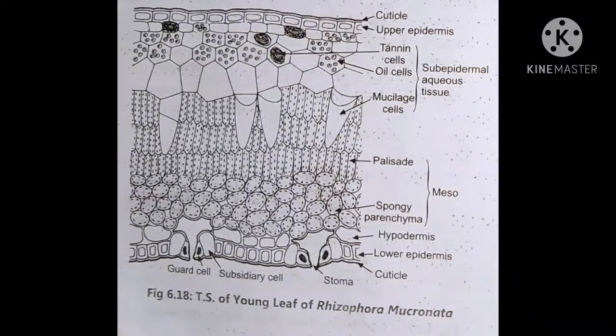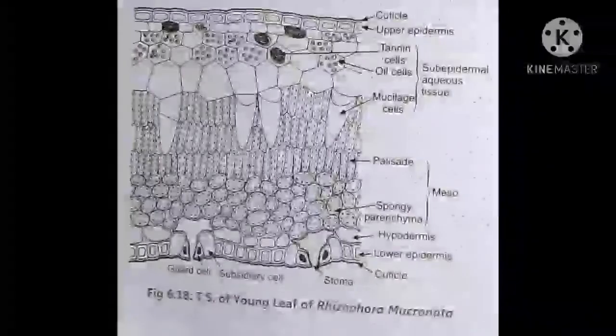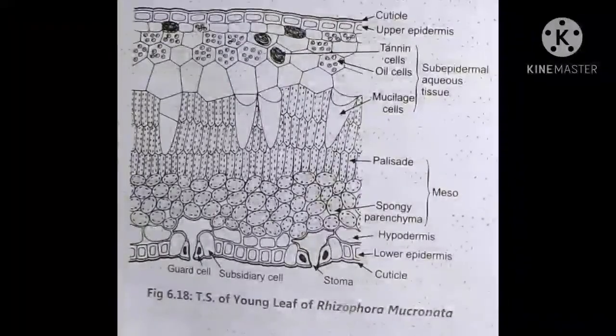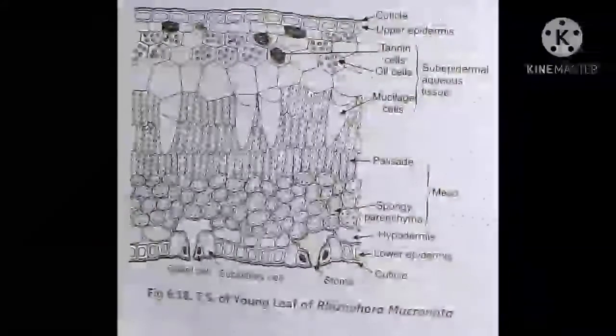This is the anatomical structure of halophyte leaves. You can see the adaptations like aqueous cells, mucilage cells, sunken stomata, thick cuticle on the upper and lower surfaces, and stomata confined only to the lower epidermis. So you also have to refer to this figure for adaptations in the leaves.